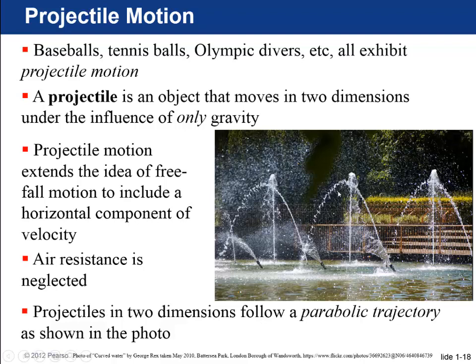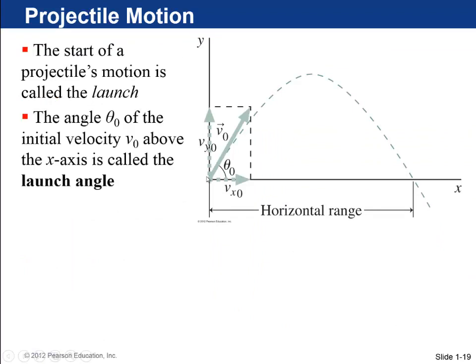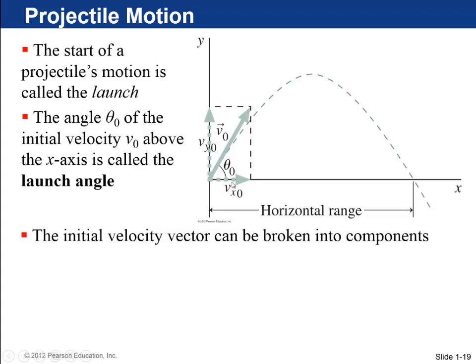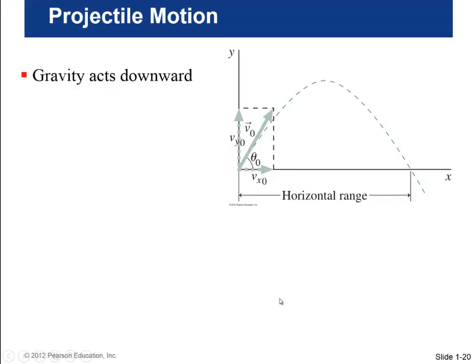And this is seen in this nice picture that's showing little droplets of water in a fountain. You can see their trajectory has this curved shape, which is called a parabola. Now, the start of a projectile's motion is what we call the launch. The launch velocity, or initial velocity v sub 0, has an angle above the horizontal of theta sub 0. And so you can break that initial velocity into v sub x0, the initial x velocity, and the initial y component of the velocity, where v sub 0 is the initial speed.